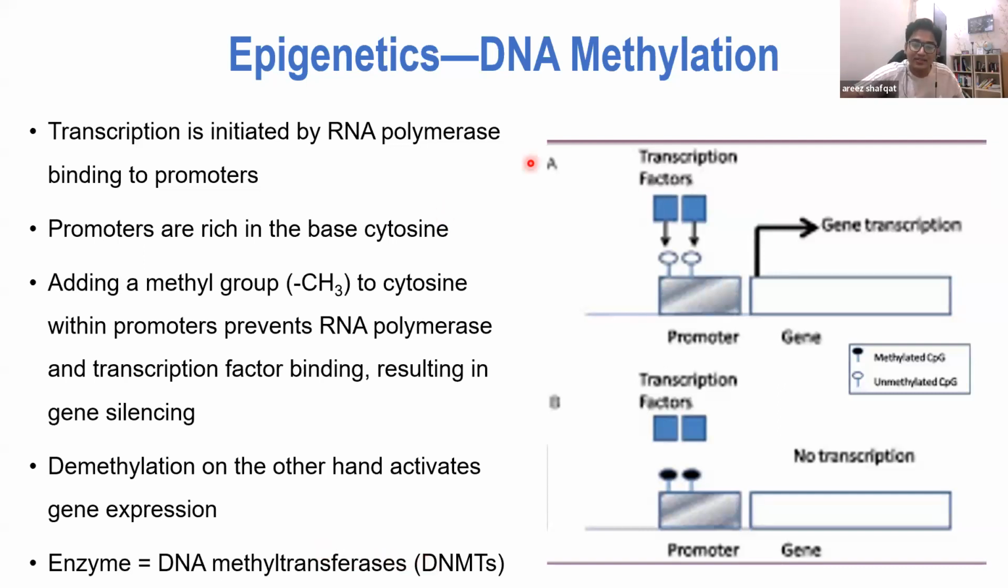Good. So someone asked, histone acetylation increases gene expression, but DNA methylation decreases gene expression. Yes. And histone deacetylation will decrease gene expression, and DNA demethylation will increase gene expression. So it's the opposite. Okay.